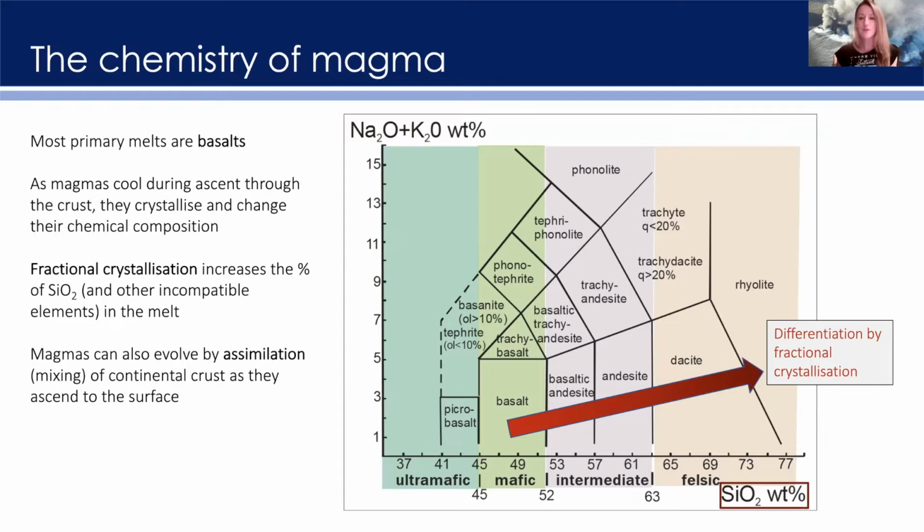And SiO2 affects the polymerization of the magma. So it forms chains, and the more silica you have, the stickier your magma gets. And we call that viscosity. So it increases the viscosity of your magma by increasing your silica content.